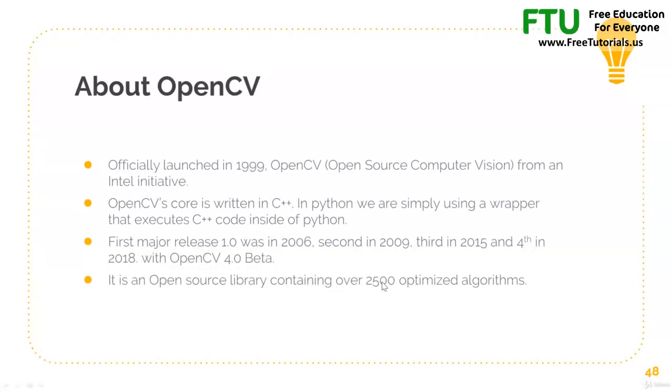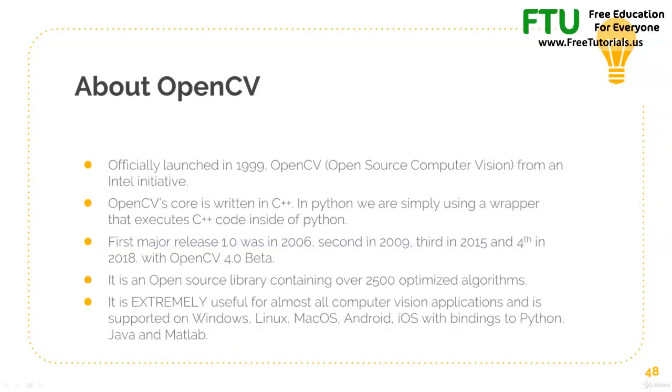It has over 2,500 optimized algorithms, and that's quite a bit. I've probably used hundreds, now that I think about it, but 2,500 is insane. And it is extremely useful for computer vision applications, as I mentioned quite a few times. It's available on Windows, Linux, macOS, Android, iOS. All of these things have bindings to Python, Java, MATLAB. I think there are a couple other languages, but maybe not officially supported by OpenCV.